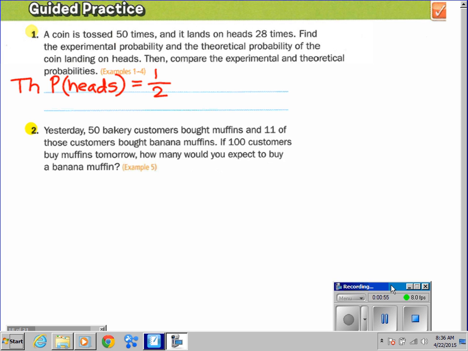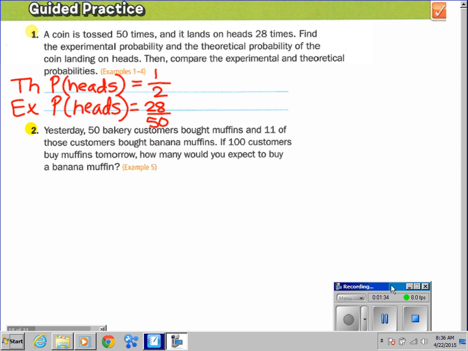Now, that was the theoretical. That's what we have been doing. Today we're going to talk about the experimental. So we're going to at least put in EX, and then the probability of heads here. Now, the denominator for this is how many trials there were. How many times did they actually flip the coin, this person? Yes, 50 times. And when that person actually flipped it 50 times, how many were heads? Yes, 28. Good.